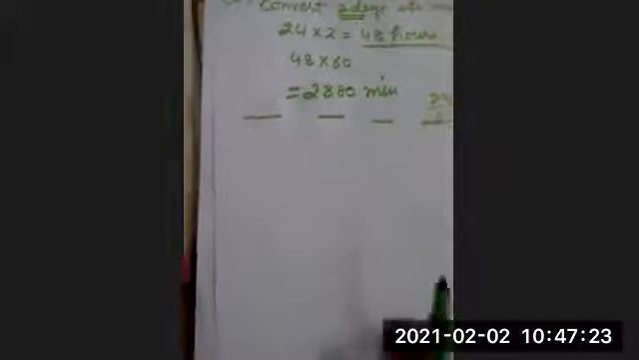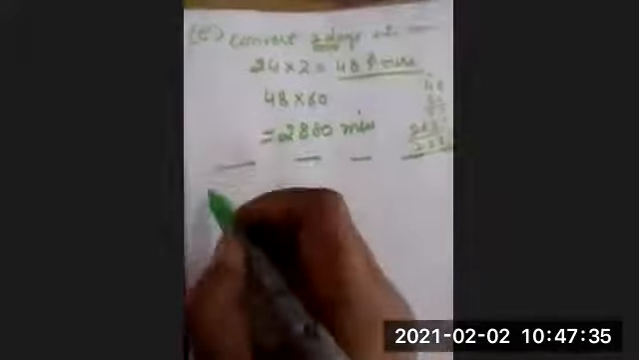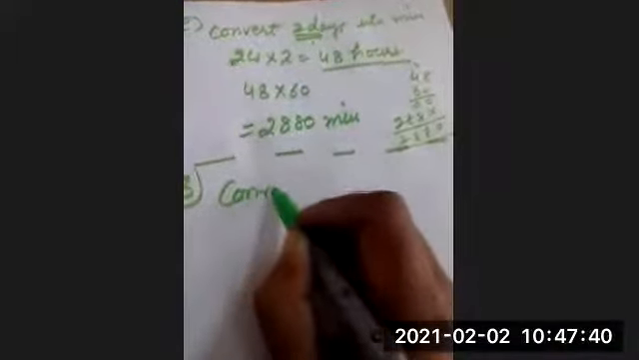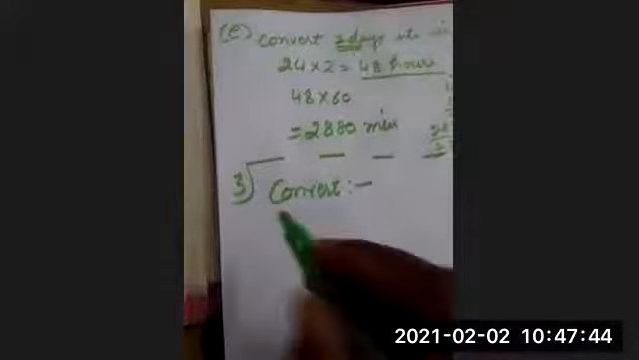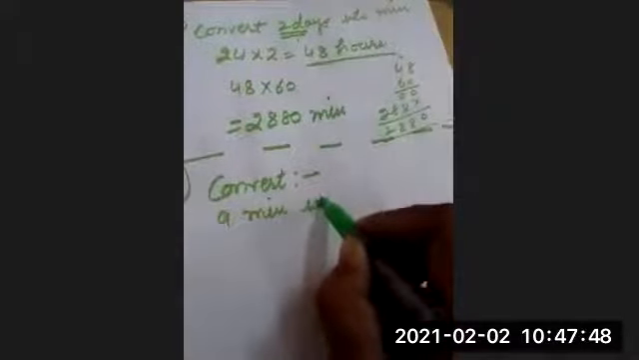Now starting next question, that is question third. Now we will convert minutes into seconds. Third question is convert 9 minutes into seconds.